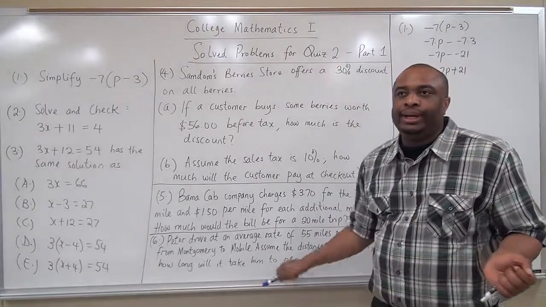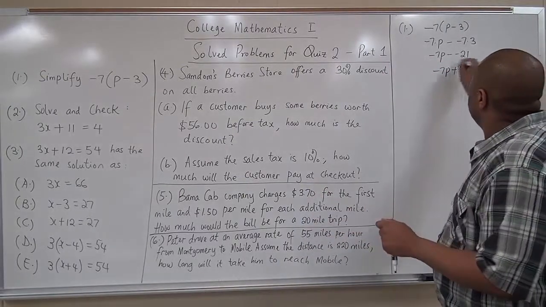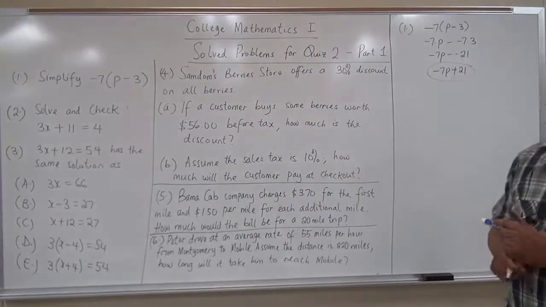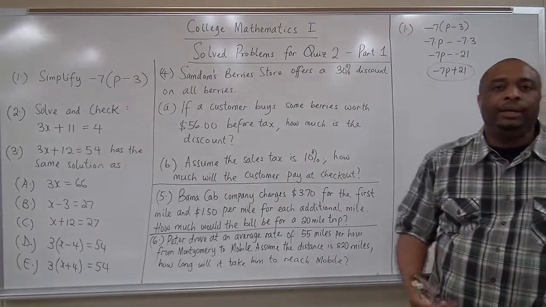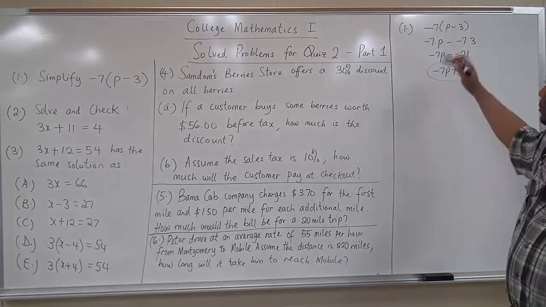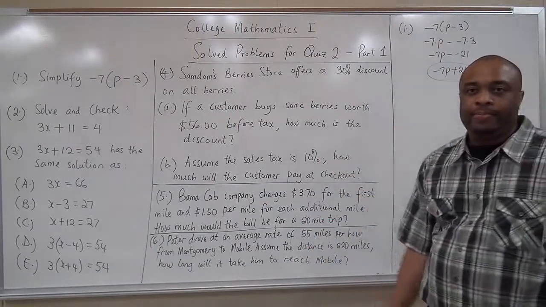You must not do it the way I did it. You must not do all these steps. Some of you can just look at it and say it's -7p plus 21. You must not write all these steps that I wrote.